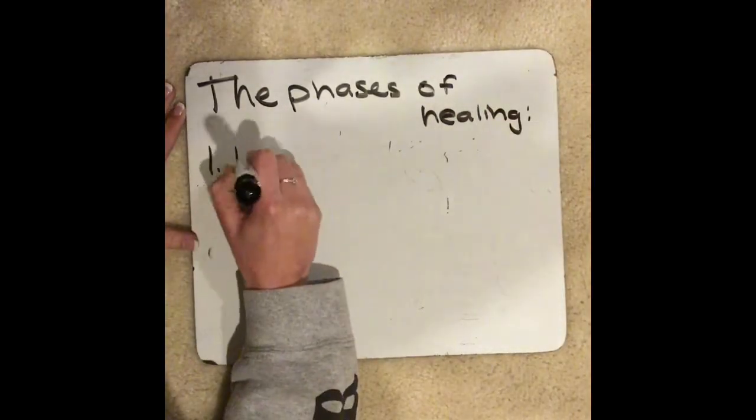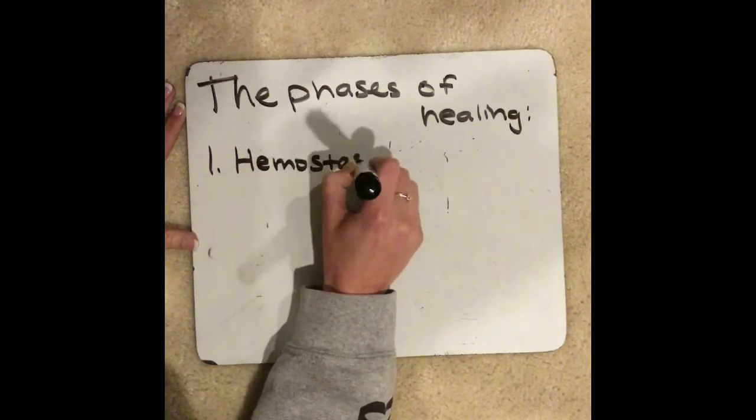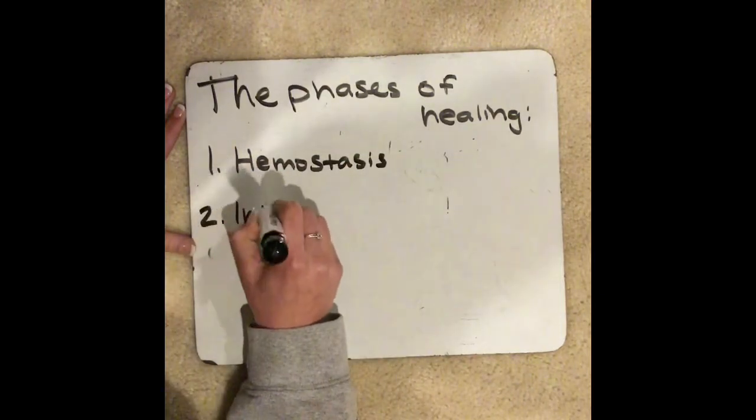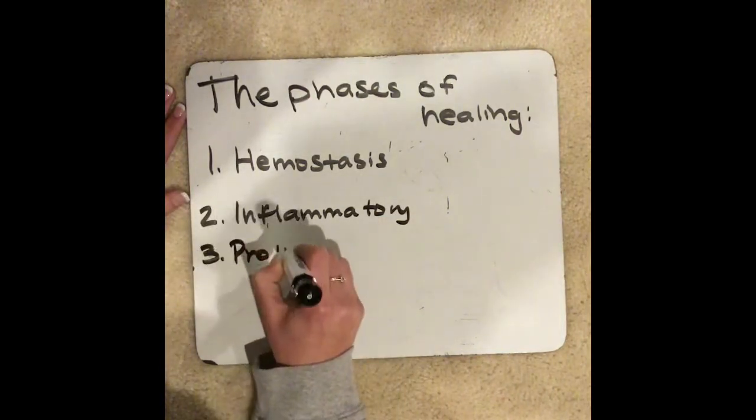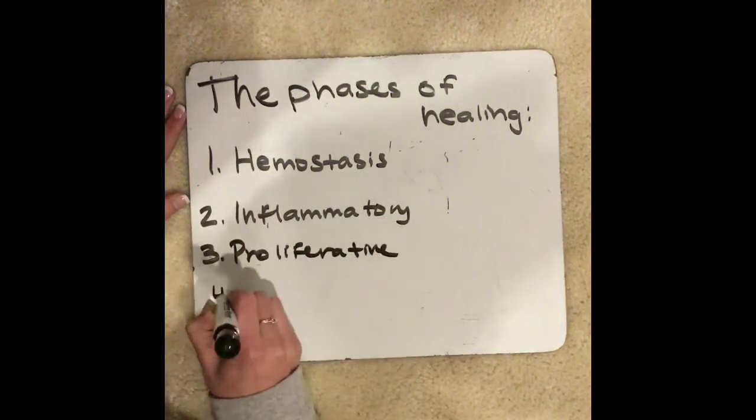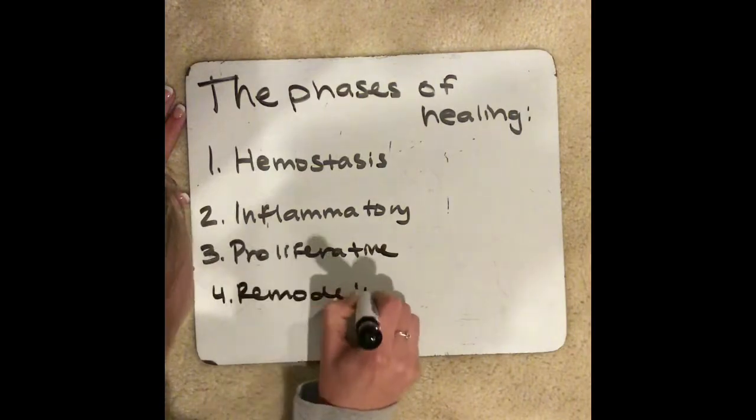There are 4 phases in healing. The first phase is hemostasis. The second is the inflammatory phase. The third is the proliferative phase. And the fourth is the remodeling phase.